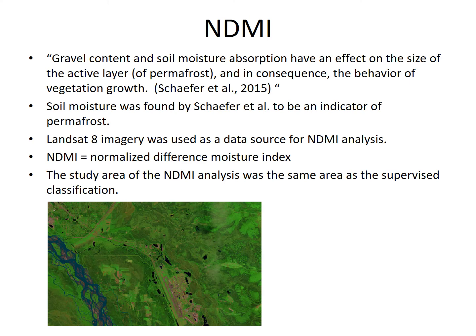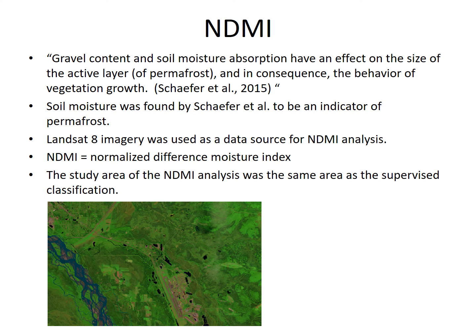So my fourth and final map is the NDMI, and basically with this one I'm looking at vegetation moisture, because in the Schaefer et al. paper it said that the vegetation and soil moisture was an indicator of permafrost melt, hence the ice below the surface melts and then more vegetation grows. So I used the NDMI equation to calculate this in the same area as my supervised classification area.